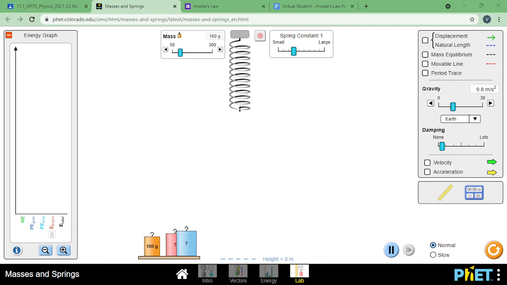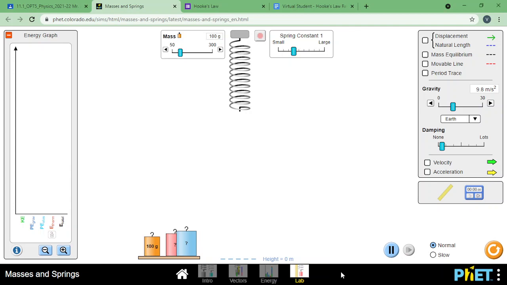Greetings. I am here to carry out an example on the Hooke's law simulation that you would find in the PhET simulators of experiment.